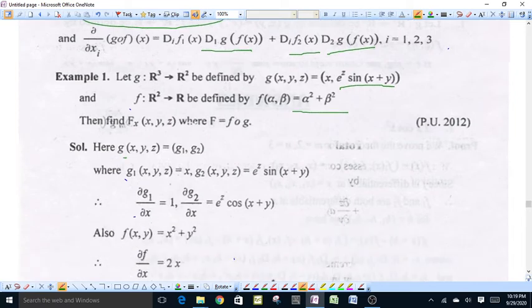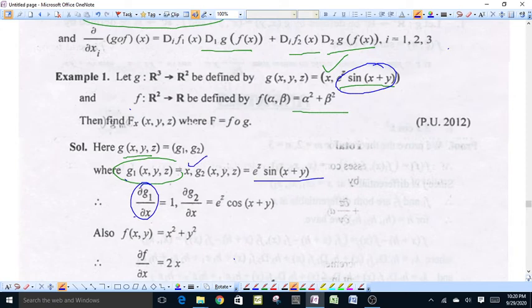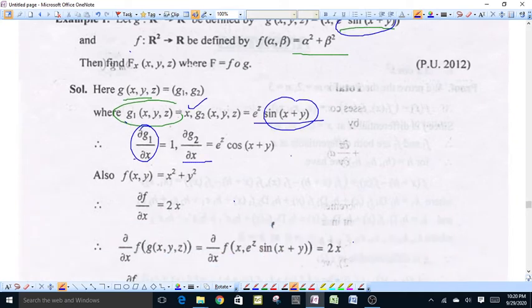Because g is a function of 3 variables and is equal to (g1, g2), suppose g1 is equal to x and g2 is equal to e^z sin(x+y). Now the partial derivative of g1 with respect to x comes out to be 1, and the partial derivative of g2 with respect to x will be equal to e^z, a constant, times the derivative of sine, which is cos(x+y), and also f(x, y) is equal to x^2 + y^2.